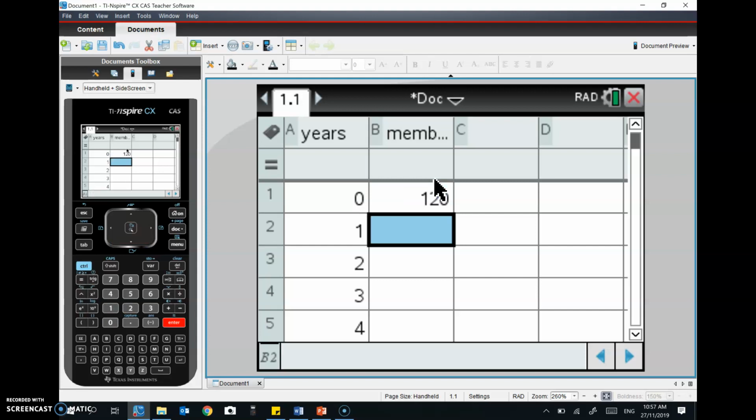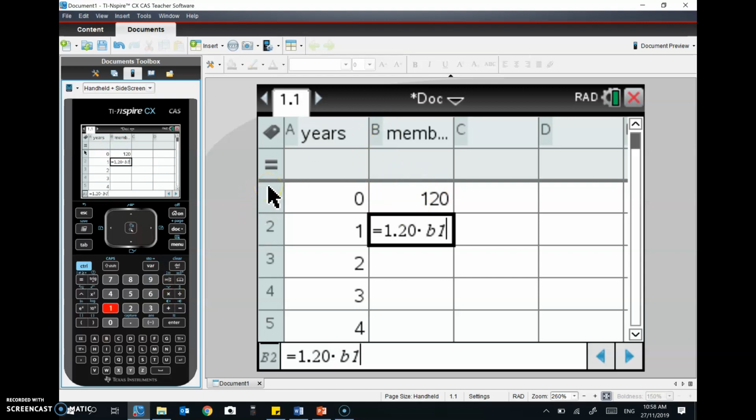Now in the next cell, we'll work out the membership after 1 year using a formula. So it's equal to, percentage increase is 1.20 times, now we're going to take this cell here, which is B1. Cell B1, the number in there please, will you multiply that by 1.20, then subtract the 30. So we're just modelling our difference equation in that cell, and our first term is up above. So after 1 year, the membership is 114 people.